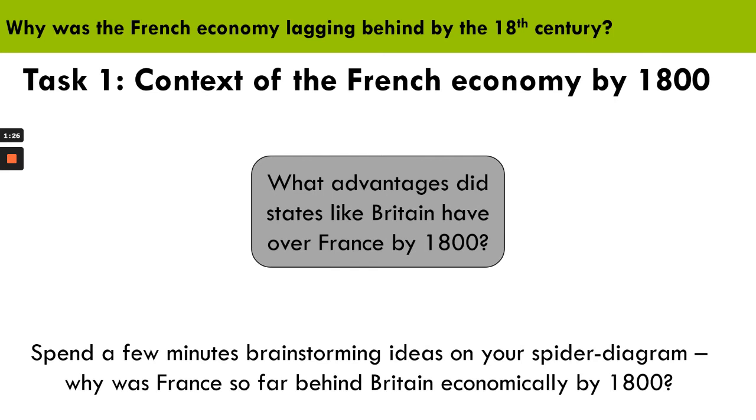Okay, so the first thing I want you to do is to brainstorm on your worksheet any ideas that you've got about the context of the French economy by 1800. Mainly, why did states, particularly Britain, have the advantage over France when it came to the economy? What was it about Britain by the late 18th century that meant they were so prosperous economically? Can you just pause the video now and spend a few minutes brainstorming any ideas you've got from your prior knowledge?